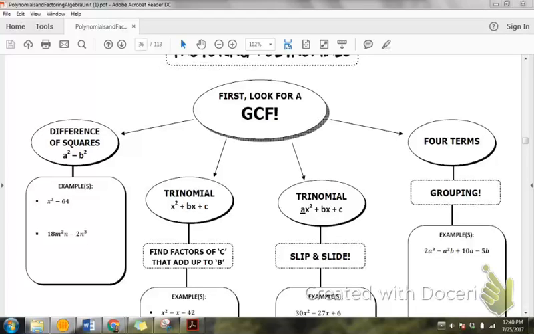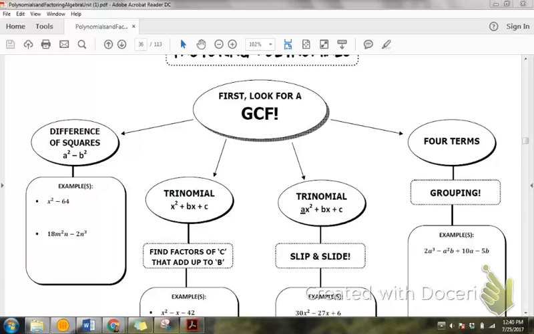So on page 7, we have this factoring worksheet. We're going to remind ourselves how to factor, and as we're doing our activity today, I want you to keep this open. The very first thing you always do is look for the GCF. GCF stands for what? Greatest common factor. So that's always going to be the first thing you do, okay?